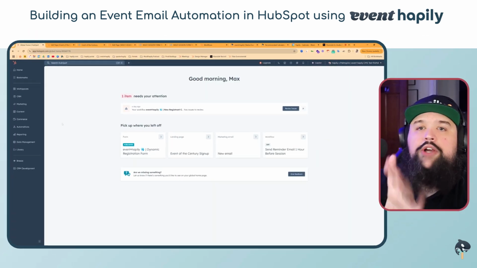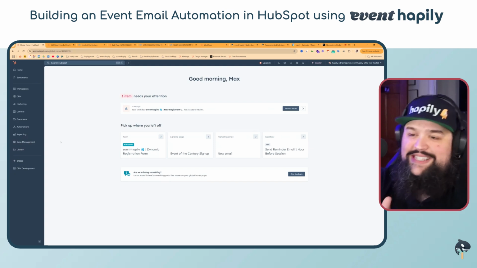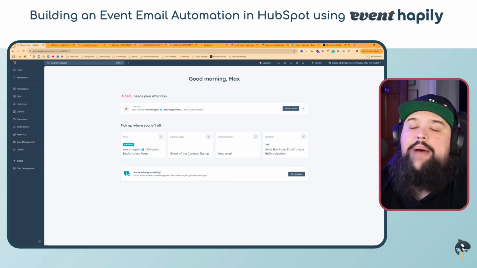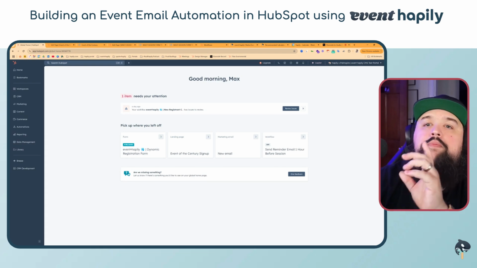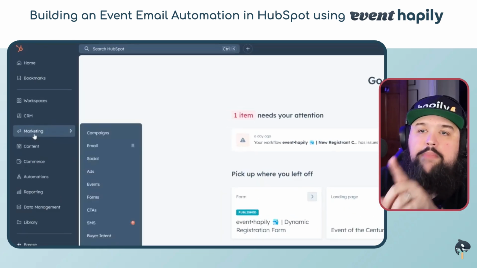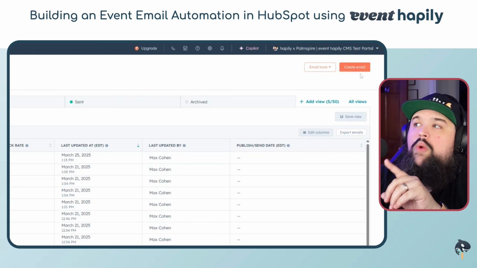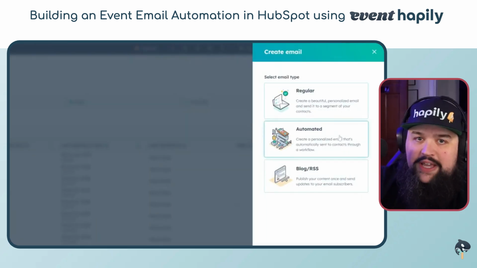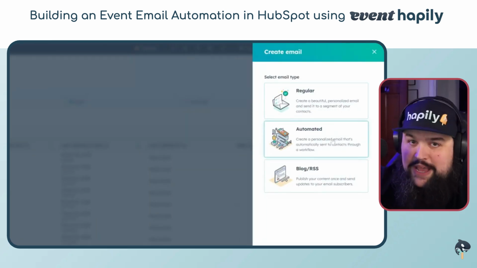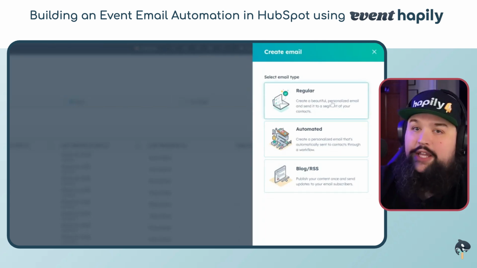So let's walk through first. If I wanted to build an email in HubSpot that sends information to someone about an event, how do I actually do this, okay? So this is what you're going to do. You're going to start by going to marketing, and you're going to go to email, okay? Now, when you go and create an email, you are always going to want to choose automated. What I'm going to show you here will not work if you choose regular, okay?